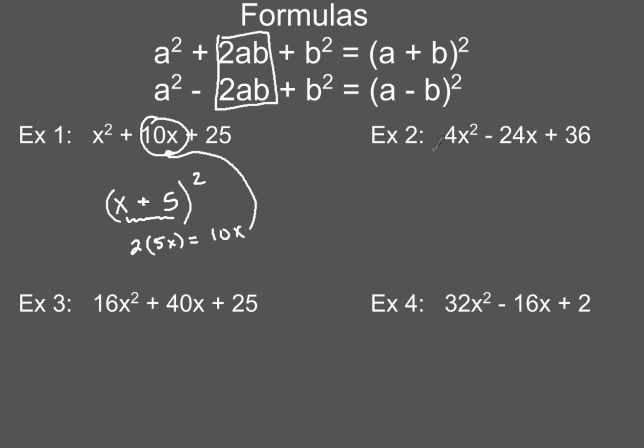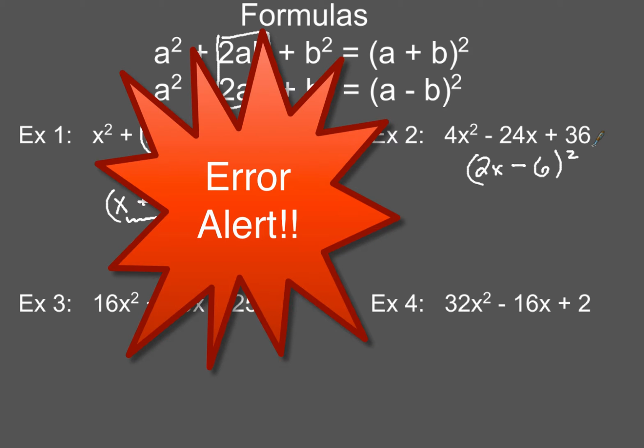Now let's take a look at example number 2. I'm throwing a monkey wrench at you in this one because when you first look at this, check it out. 4x squared, perfect square. 36, also a perfect square. So a lot of people just want to go, hey, well that's just going to be 2x. Square root of 36 is 6. I've got a minus right by the 24x, so this is how you'd rewrite it: 2x minus 6 squared. But no, that's not correct.